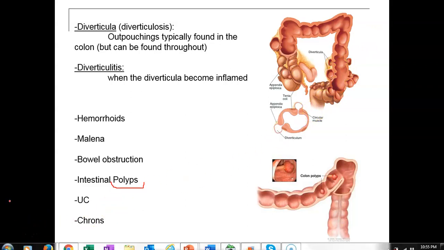Now, the portions which they can actually affect: ulcerative colitis is only seen in the large colon, the large intestine. Crohn's can be seen throughout. Generally, most commonly you see Crohn's in the small intestine. I believe it's the ileum, I believe is the most common portion of the GI tract. But Crohn's you can see throughout the GI tract.